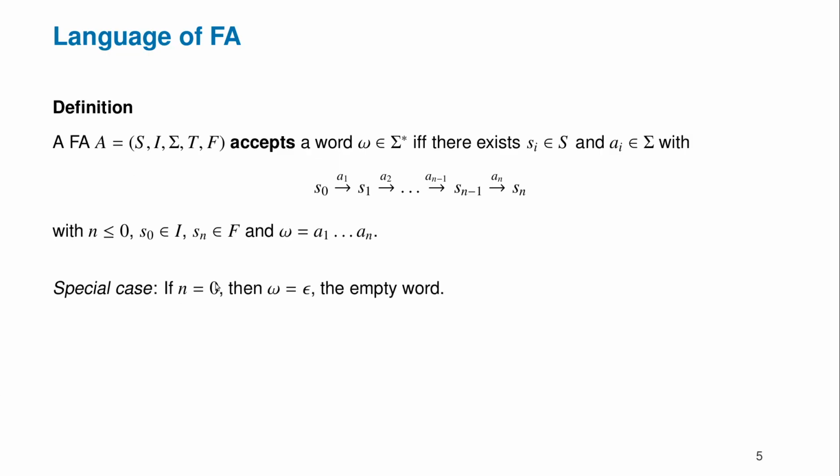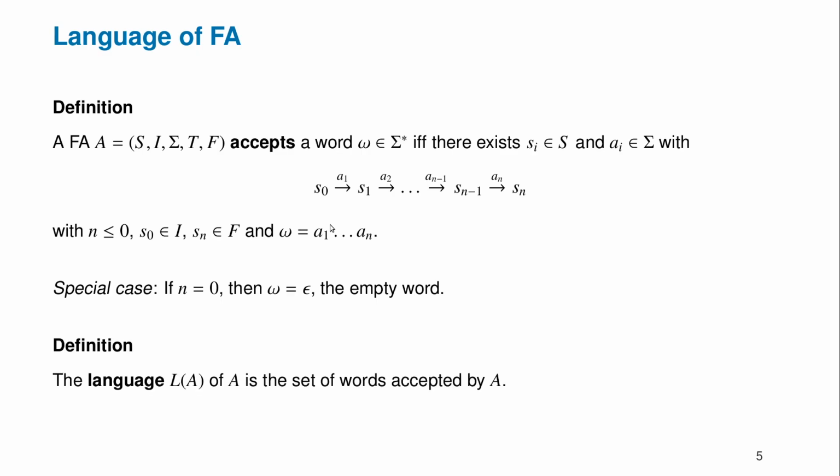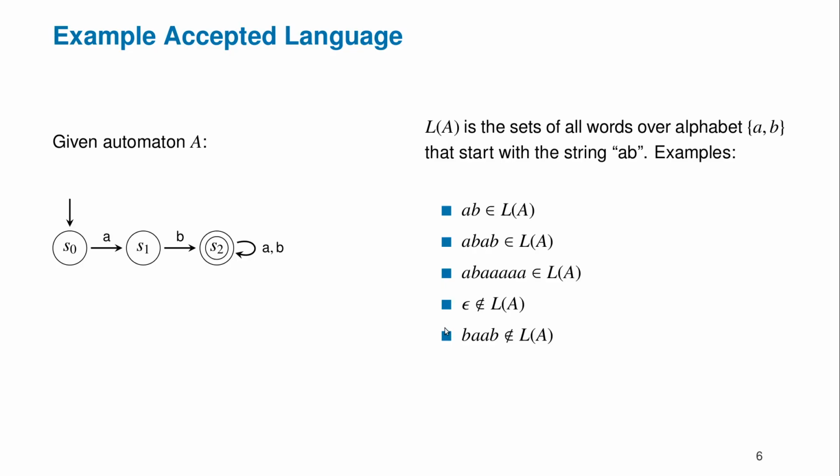There are some special cases. If the length of the word is 0, if n is 0, then omega is the empty word, the empty string. And now we can say what is the language that is described by a finite automaton A: the language L(A) of a finite automaton A is the set of words that are accepted by A. Let's look at an example. We have this automaton we have seen before.